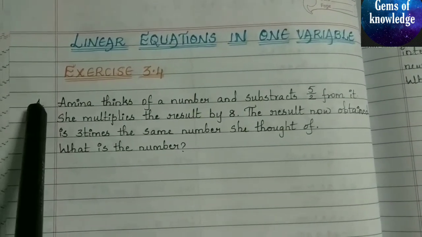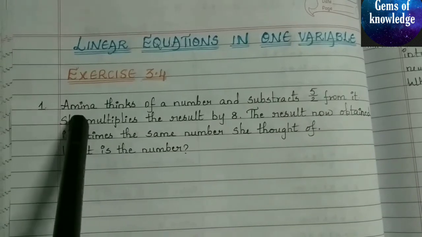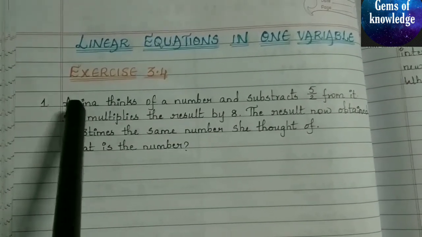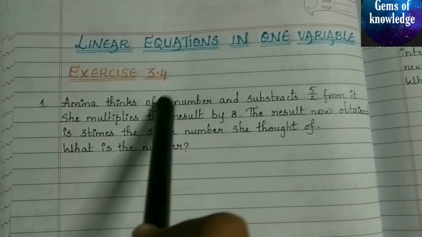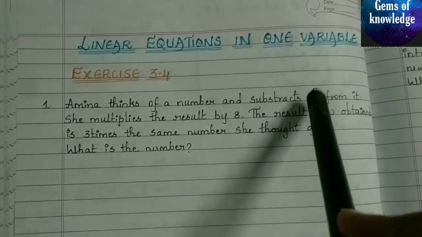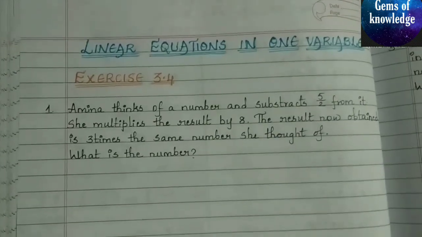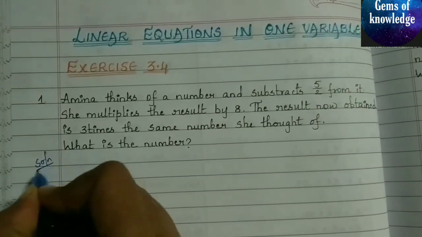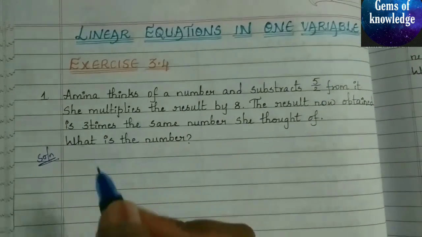Okay, so here you can see the first question is Amina thinks of a number. So this Amina, she's a girl and she's thinking of a number and we don't know what is that number. And subtract 5 by 2 from it. So let us write how it is possible. So here solution. So Amina thinks of a number.